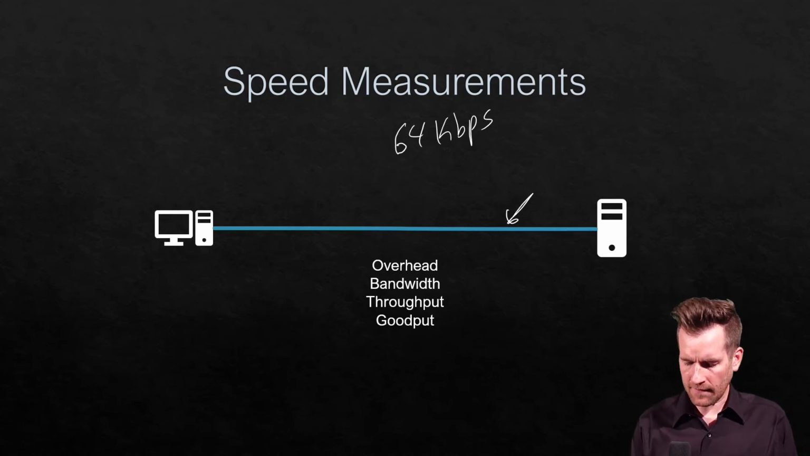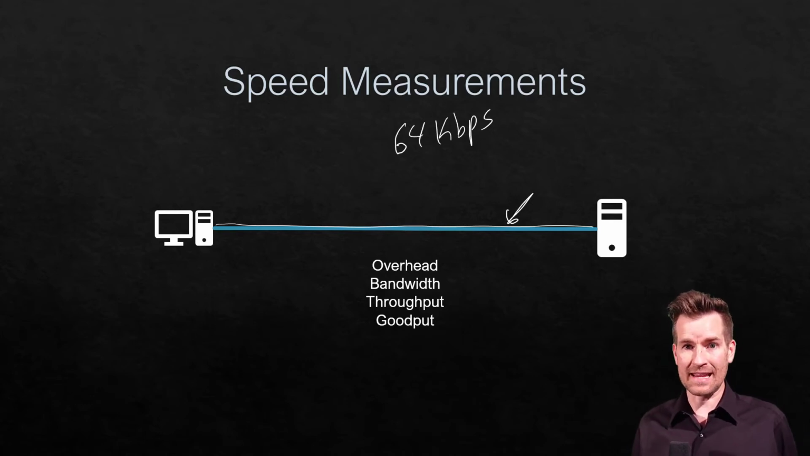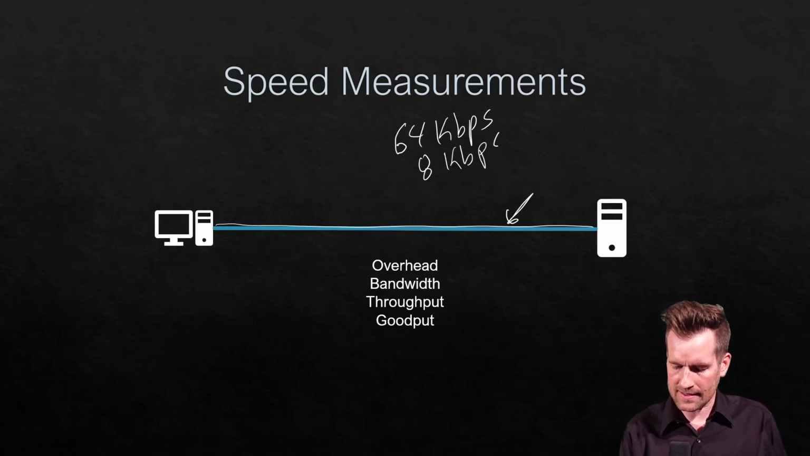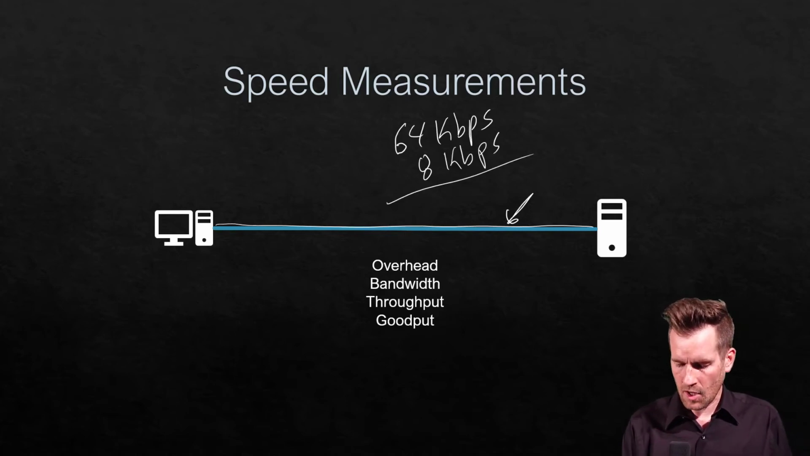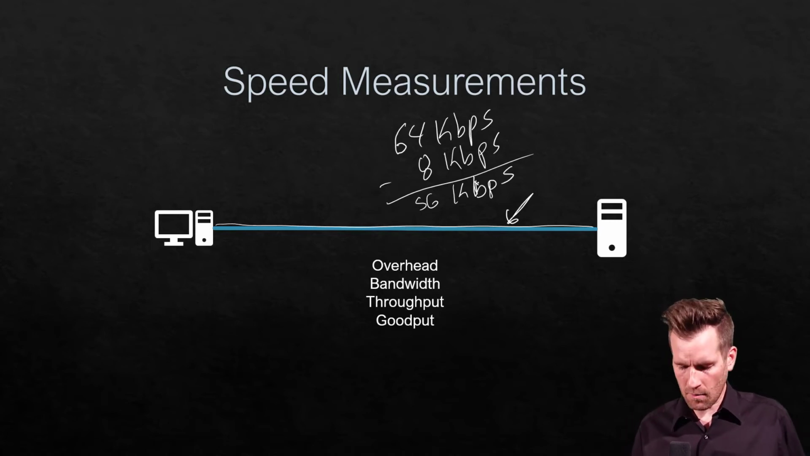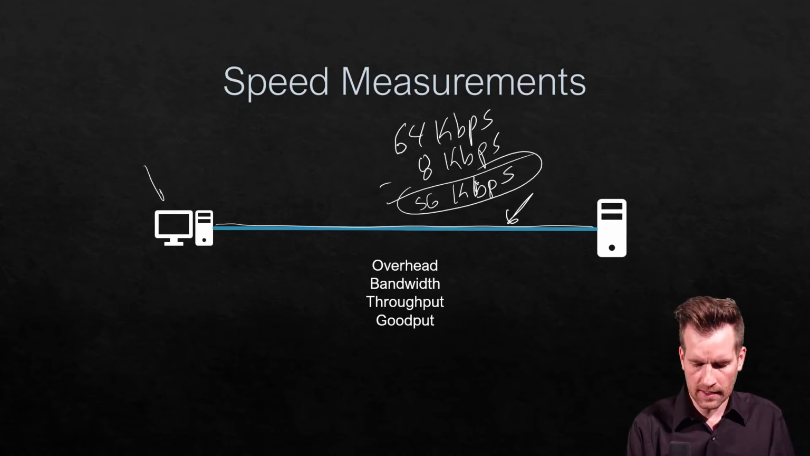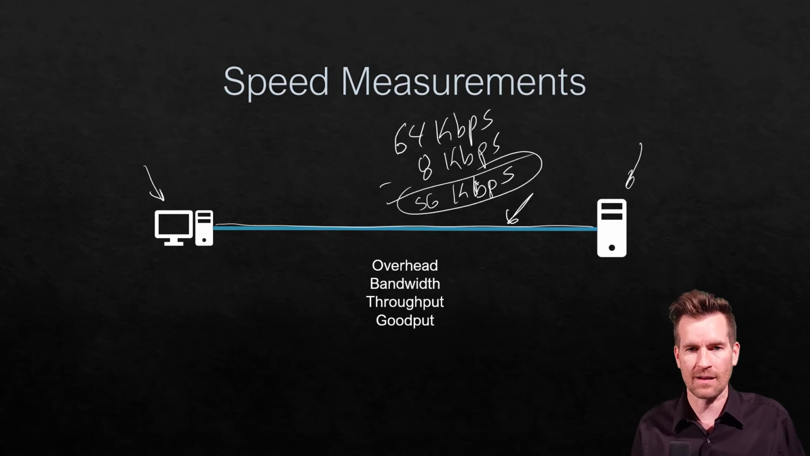So then we have some signaling that happens with this line right here. And so the line has to maintain a certain level of connectivity, and maybe it's a phone line or something that uses up some of the signaling capability. Let's use an example of 8 kilobits per second for that. So when we subtract the 8 kilobits per second, then we come up with 56 kilobits per second. And that is how much throughput we have.